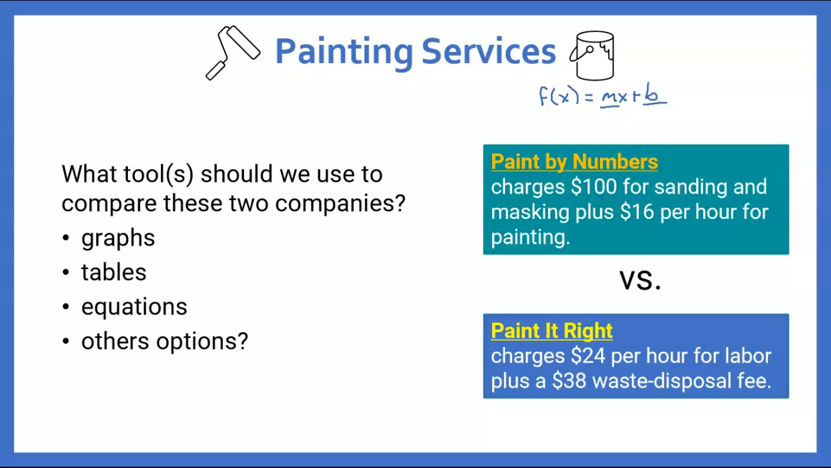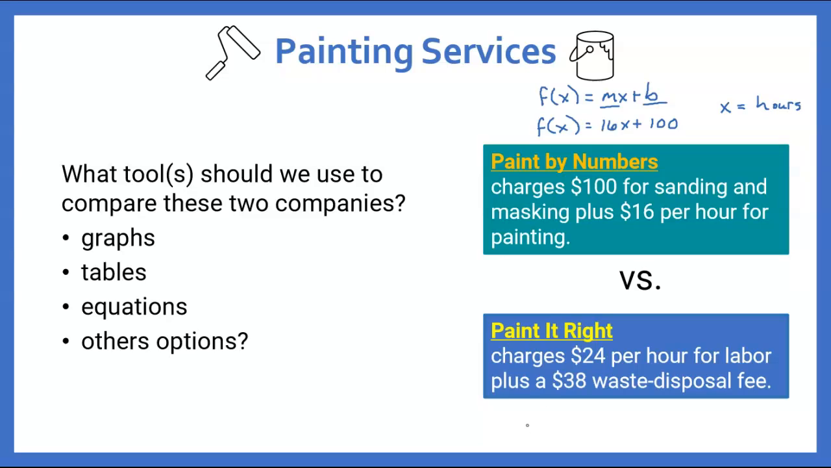$100 for sanding and masking. Well, that sounds like what they charge us without any hours of labor. So maybe that's our value at 0. $100 is our value at 0. And then $16 per hour. So every time we add an hour, we'd add $16, right? So adding $16 each time, that sounds like our common difference. So we'd get 16x here, and then x would be the number of hours of labor. So there's our equation for Paint by Numbers.